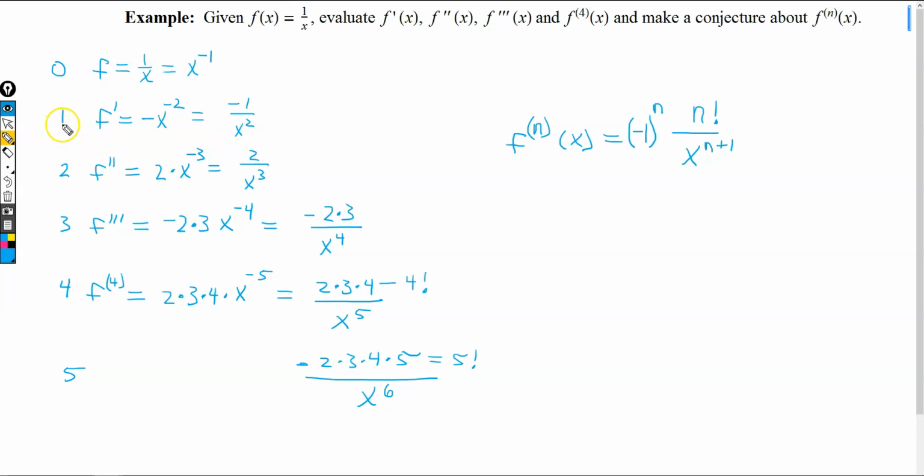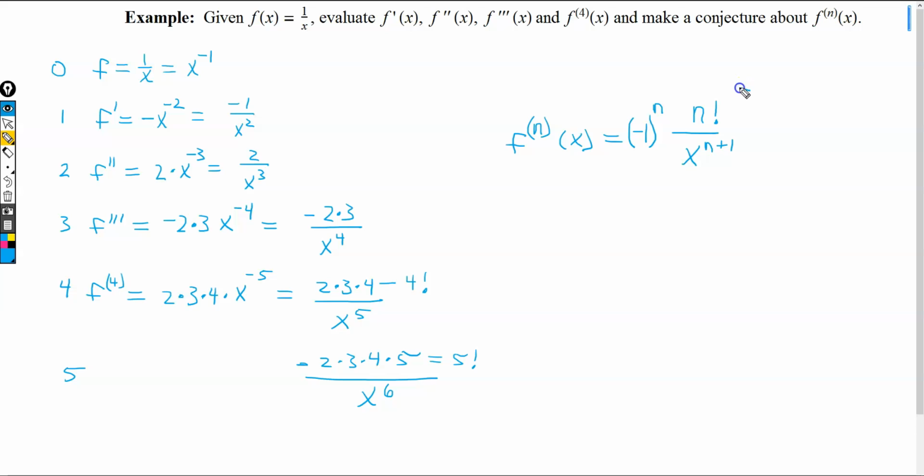Notice when I take the first derivative, n is 1. So negative 1 to the 1 power, that'll give me this negative right here. Now here we don't have a negative, and if we put 2 in for the n up here, negative 1 squared is positive, and so we don't get any negative right here. When n is 3, we want a negative here. Well, negative 1 to the third power is going to be negative. And then we don't want any negative here. Well, when n is 4, negative 1 to the fourth is going to be positive.